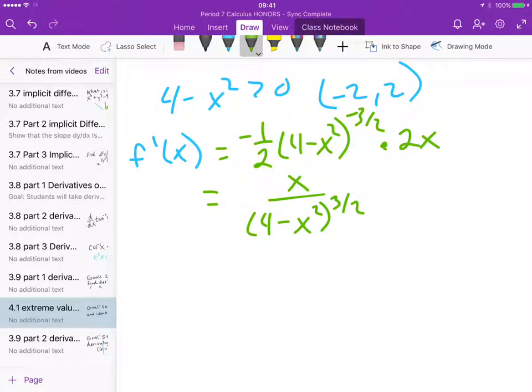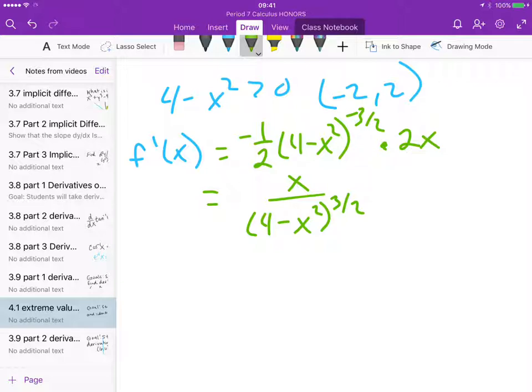So remember, a critical point specifically is where f prime equals 0, or possibly where it does not exist, okay? And so between -2 and 2, the only point we're going to have a problem at is going to be x equals 0, because when you substitute 0 in there, f prime equals 0 at 0.